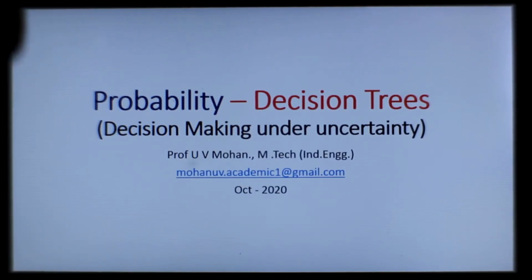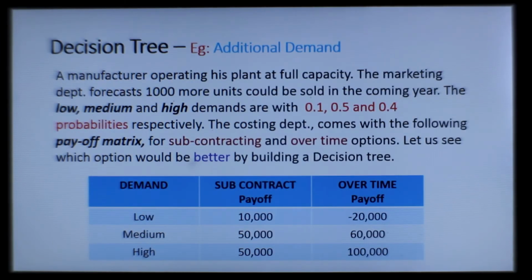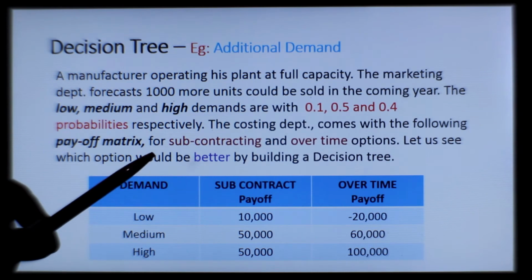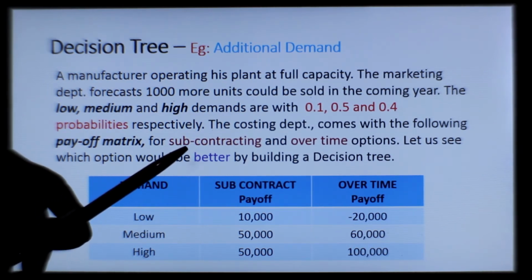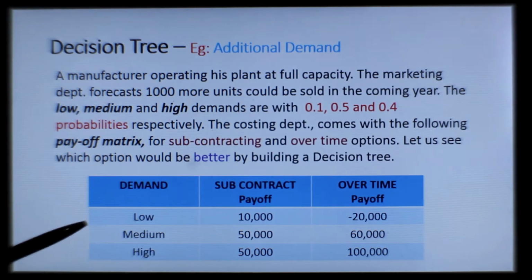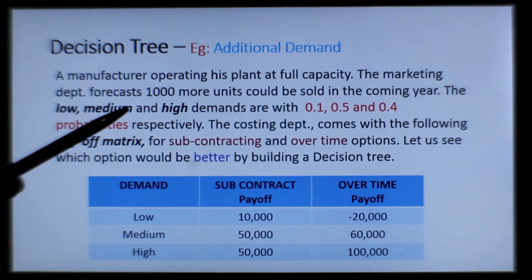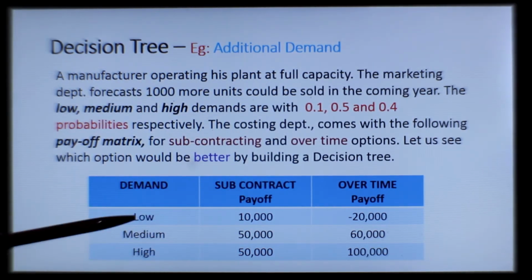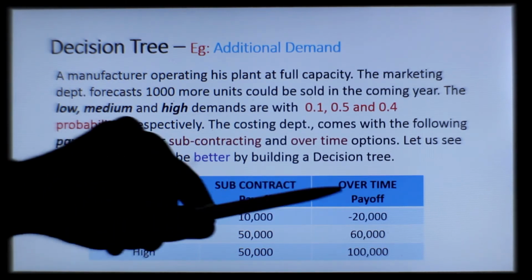Now we will see decision trees under single stage and multiple stages. Now this is a very interesting situation where a manufacturer is operating his plant at full capacity. His marketing department comes up with a forecast of 1,000 more units can be sold in the next year. So his decision is whether to subcontract to meet the additional demand or go on overtime. And the probabilities of low, medium and high demands are shown here. And the costing department comes up with the payoff matrix for low, medium and high demand for subcontract and overtime.